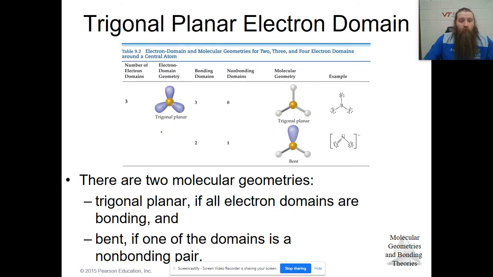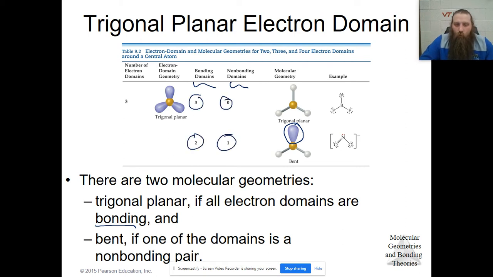Or trigonal planar, all right? Trigonal planar and bent both occupy the 3 electron domain category. So if all of the electron domains are bonding, then you're trigonal planar. If one of them is a lone pair, which would be this right there, then you're going to be in the bent position, all right? So we look at bonding domains compared to non-bonding domains. 3 and 0 compared to 2 and 1.